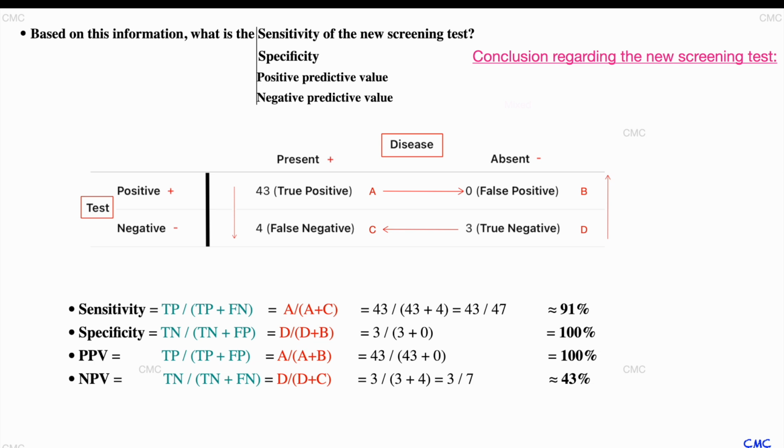So overall, these numbers mean that this new screening test is very reliable for confirming disease due to its perfect specificity and positive predictive values. However, it is unreliable for ruling out disease because of its low negative predictive value, because a negative test result does not confidently indicate the absence of the condition. So, in other words, this new screening test is excellent for confirmatory purposes. However, it should not be used alone to exclude disease, and negative results should be followed by further testing or clinical evaluation.